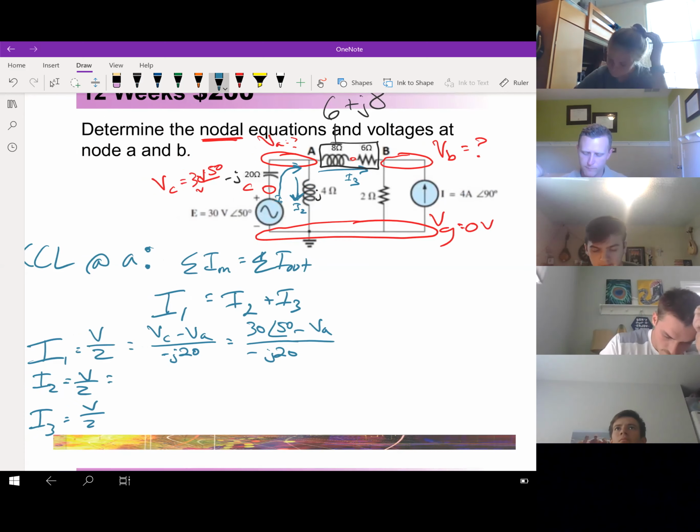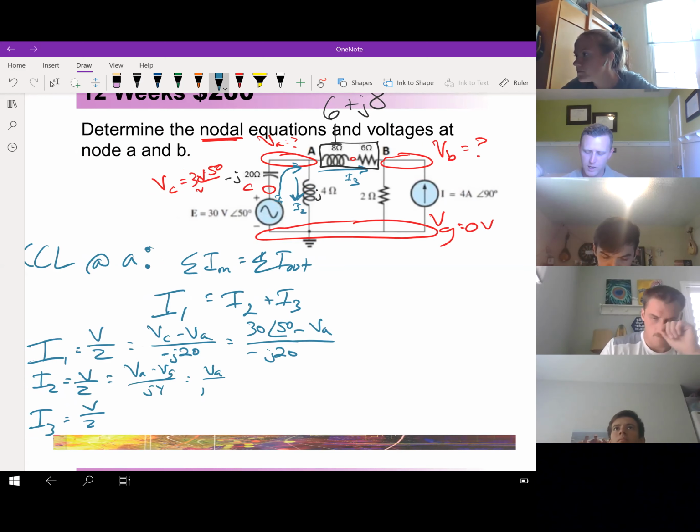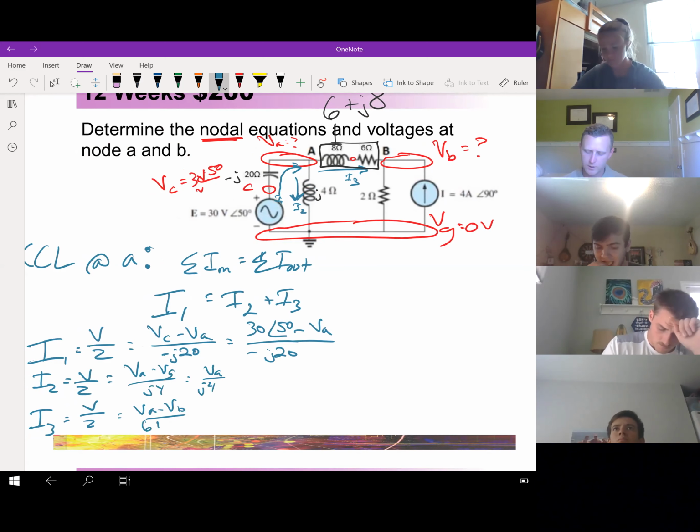So this one I2 is going from VA to ground across a J4. Well, ground is 0, so it's simply VA over J4. I3 is going from A to B, VA minus VB over 6 plus J8.